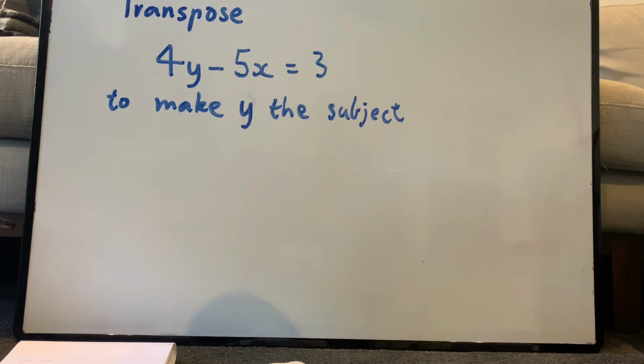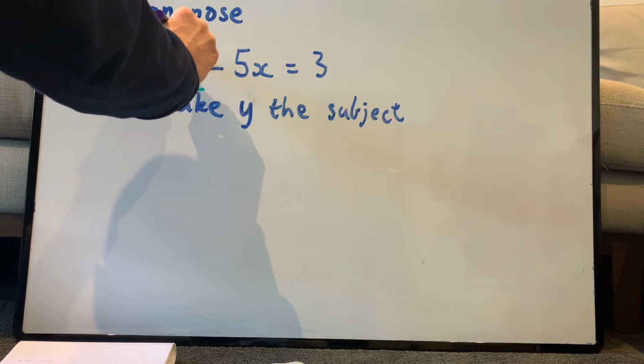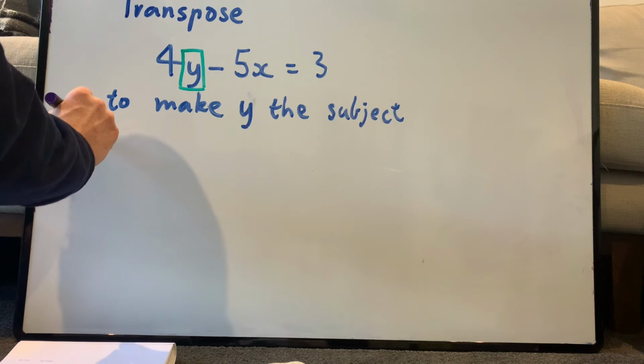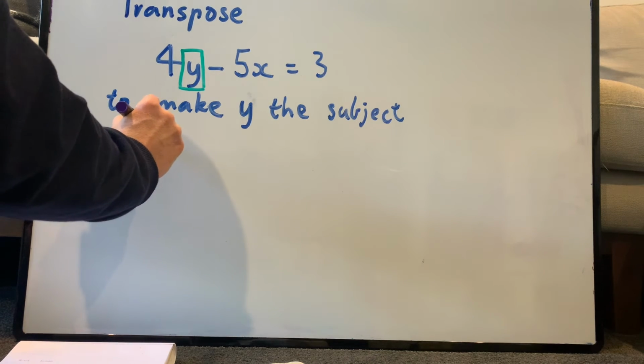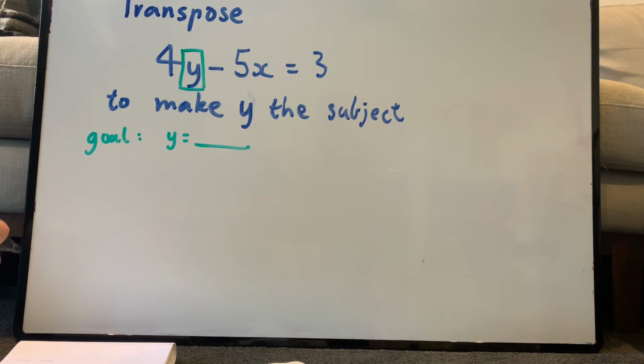Okay, we're getting down to the pointy end now. Got a few things that some of you might struggle with, but that's okay. If you need help with this, just jump onto your video meet and your teacher will be there to guide you through. I'm going to go through this example. Transpose 4y minus 5x equals 3 to make y the subject. That is to say, we want y equals. Our goal is to have y equals something, and we've got to move all the pieces around to make that happen.